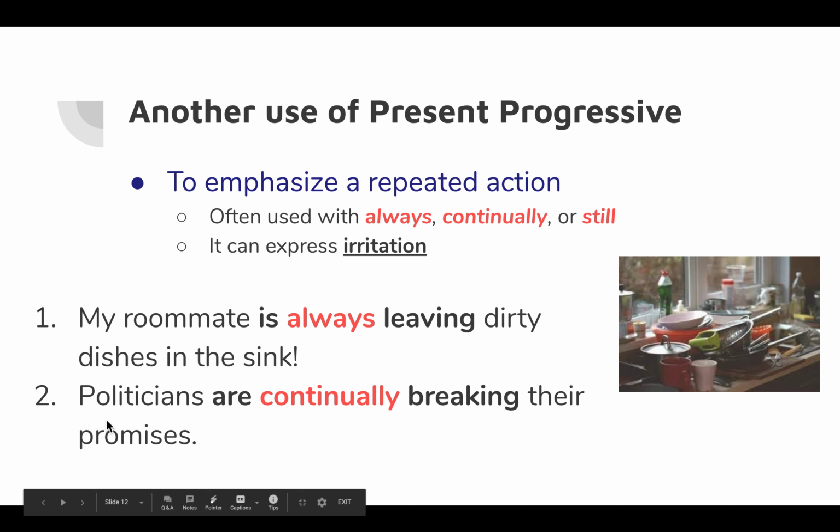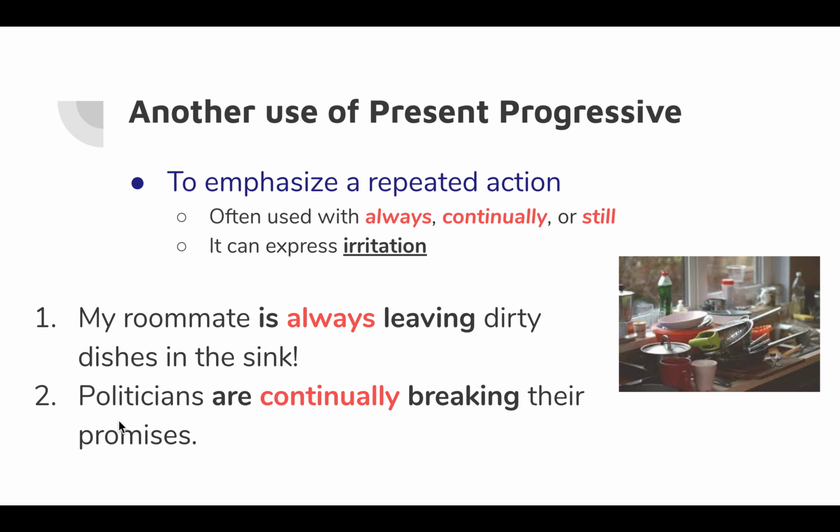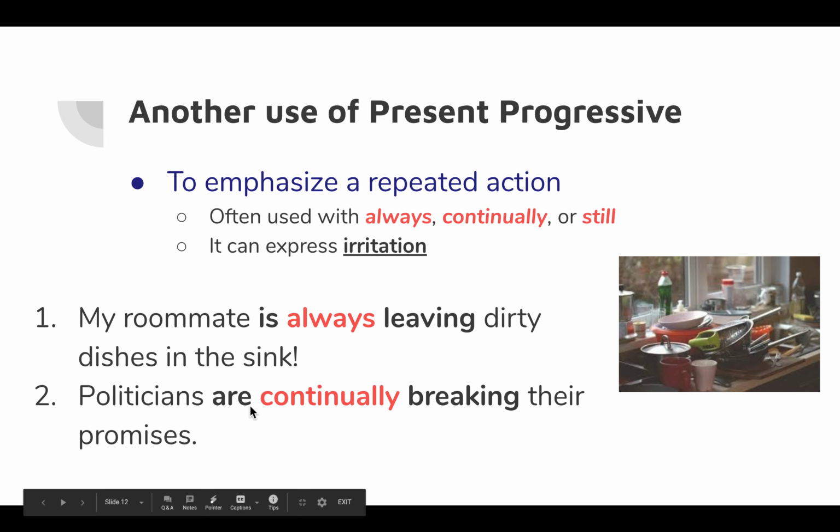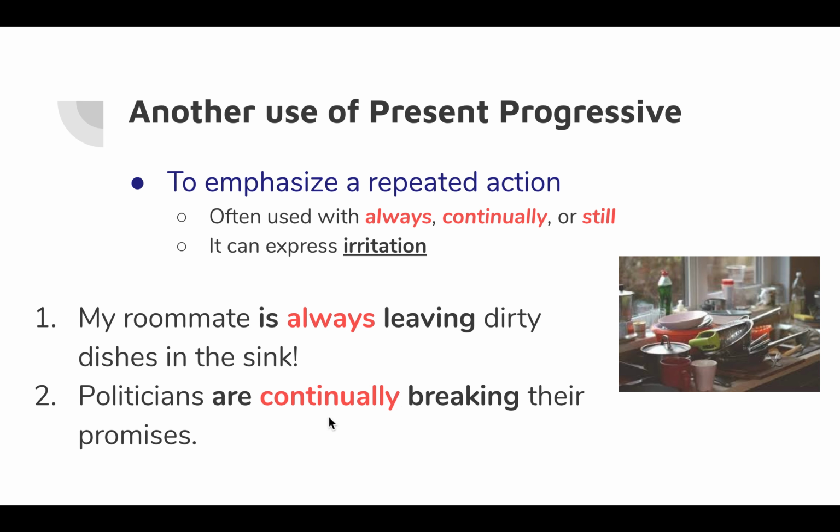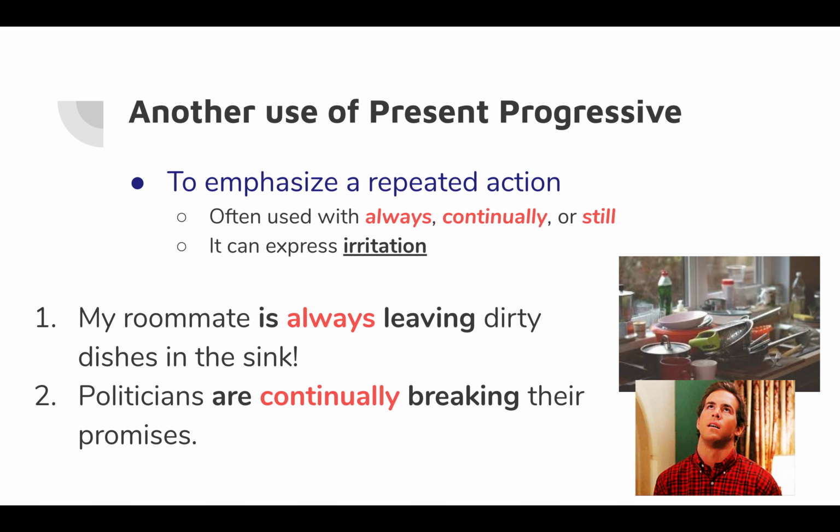Another sentence could be about politicians, because many people get frustrated with politicians. Politicians are continually breaking their promises, right? So again, here we're using present progressive, are breaking, and we're also using the keyword continually to show how irritated or angry and frustrated the speaker is. I like to think about this use of present progressive like someone is rolling their eyes, like, ugh, again? You left the dishes in the sink again? Ugh, right? So when you're rolling your eyes, you might want to use the present progressive.